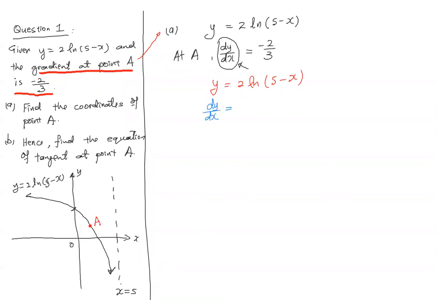So this is 2 over 5 minus x. Differentiate, why am I keep saying different? The rate of change of negative x is -1. So you got -2 over 5 minus x. Correct? So at point A, what is the value of this whole thing? It tells me it's -2 over 3. So now can I solve? So now can you solve for x?